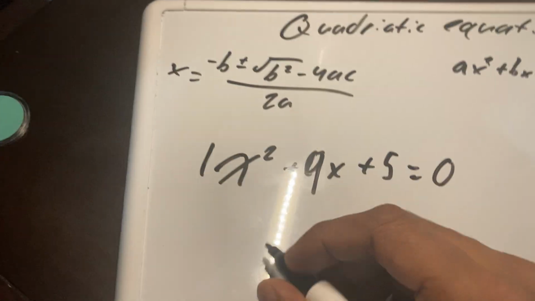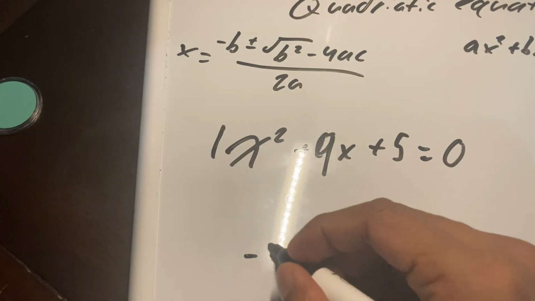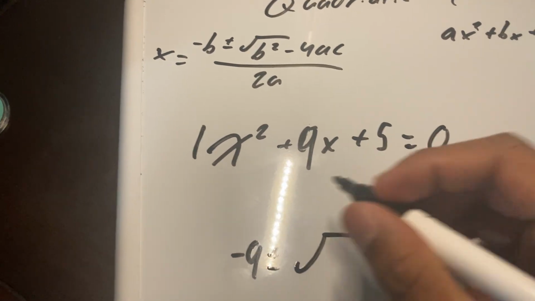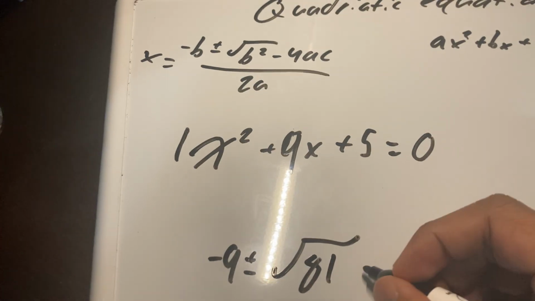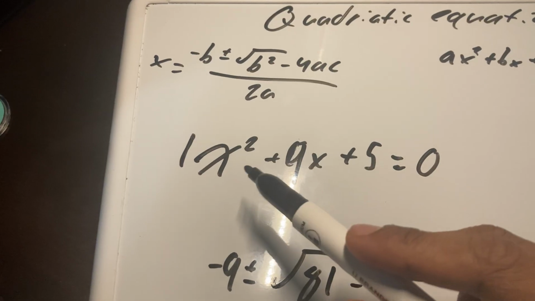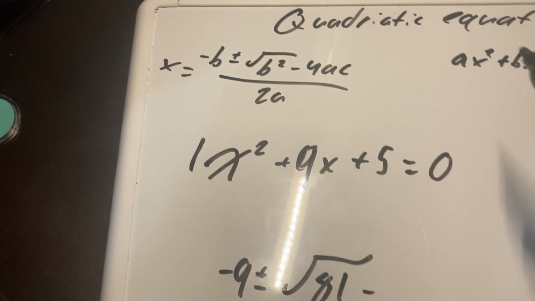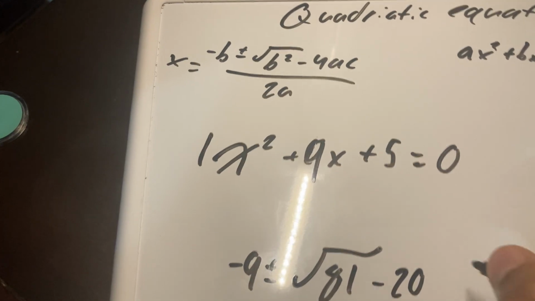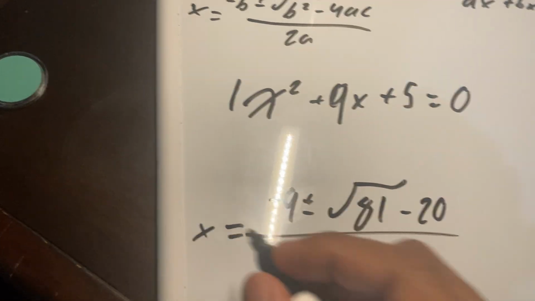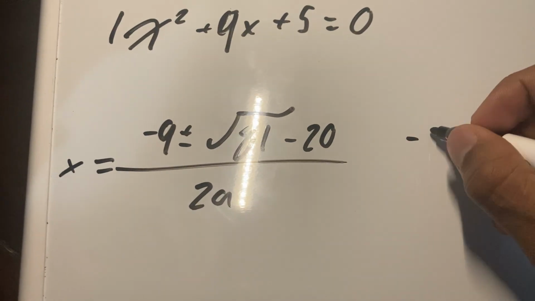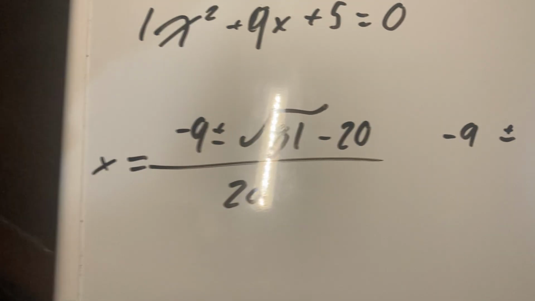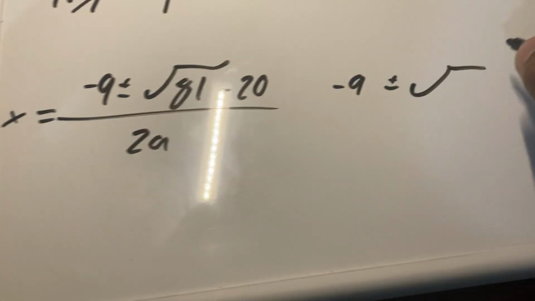So let's start. Negative b, so negative 9, plus or minus the square root of 9 squared, and that's 81, minus 4 times a times c. So 4 times 1 is 4, and 4 times 5 is 20, so negative 20. Then the whole thing divided by 2a equals x. Now let's start breaking it down. Negative 9 still stays there, plus or minus the square root of 81 minus 20, which is just 61. So the square root of 61.